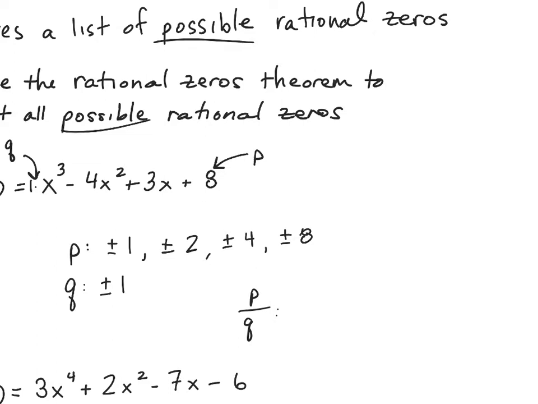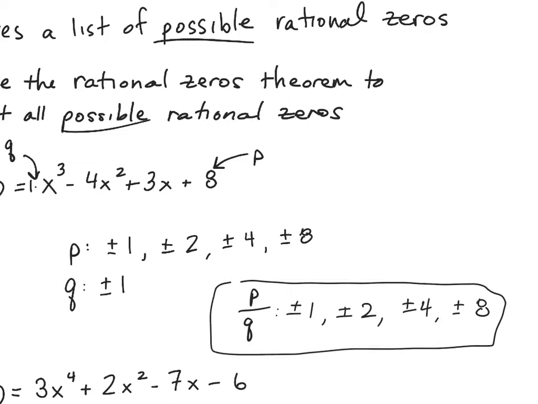But if we took plus or minus 1 and divided it by plus or minus 1, we'd get plus or minus 1. Now if we take plus or minus 2 and divide it by plus or minus 1, we get plus or minus 2. If we take plus or minus 4 and divide it by plus or minus 1, we get plus or minus 4. And then if we take 8 divided by 1, we get plus or minus 8. This is what the rational zeros theorem gives us.